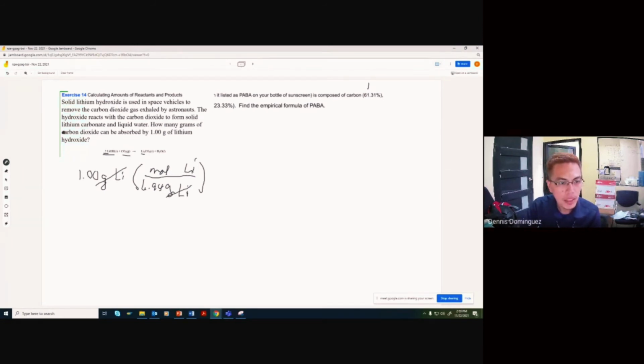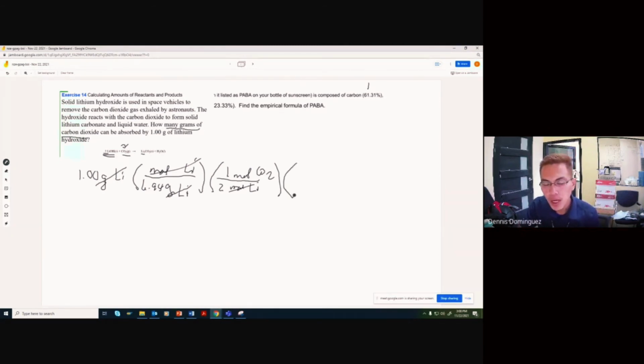Now, we go to the carbon dioxide side. So we use the relationship of the coefficients again. Relative to lithium, how many moles of lithium do you need to balance your CO2? So for every 2 moles of lithium, you need 1 mole of CO2 only. So the moles of lithium cancel, and you are left with moles of CO2, but the problem is how many grams.